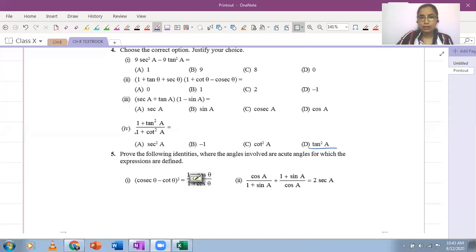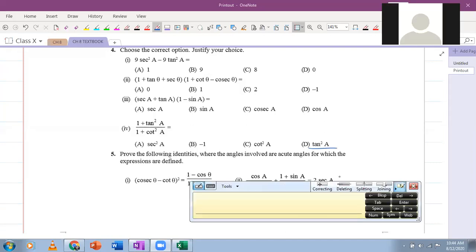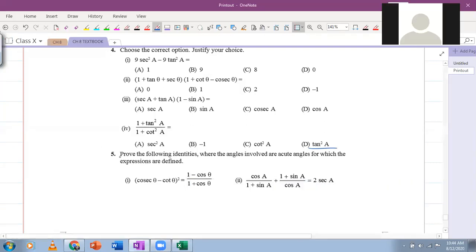Beta, you have to be careful during the exam also in case there is a question. Keep a track of time if it requires longer than you are thinking, but it's better to complete other questions. So now what we have is this question number 5.